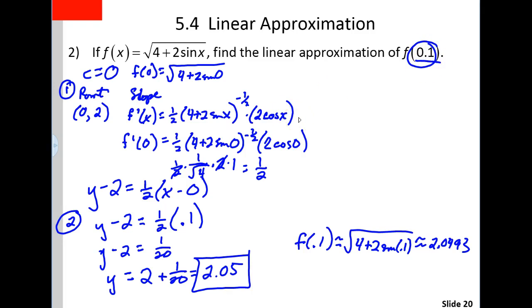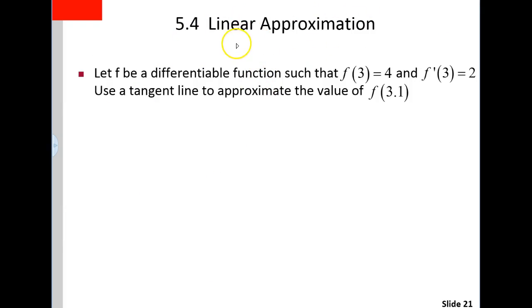So both of those are nice examples that we can verify, that we could actually use our calculator and check to see how close our estimate is. Those are really not very AP-like, okay? The AP-like question is like our last example, all right? So let's read this. It says, let f be a differentiable function such that f of 3 is 4 and f prime of 3 is 2. Use a tangent line to approximate the value of f of 3.1.